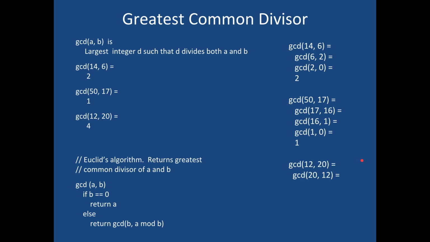12 and 20 becomes 20 and 12. That's sort of a property. If the first parameter is less than the second parameter, then the first step is just to put them in a different order. This is how it works out. That becomes 12 and 8. That becomes 8 and 4. That becomes 4 and 0. So the answer is 4. So the algorithm is pretty straightforward.